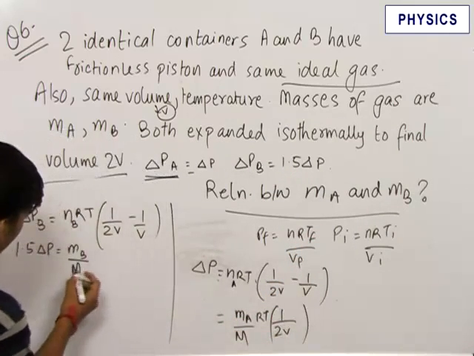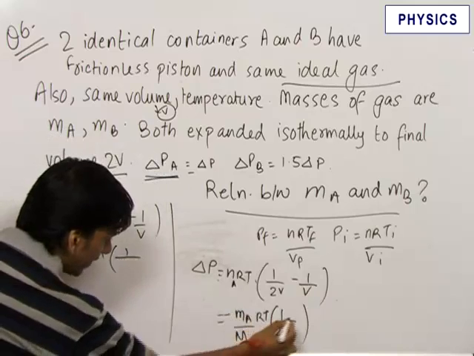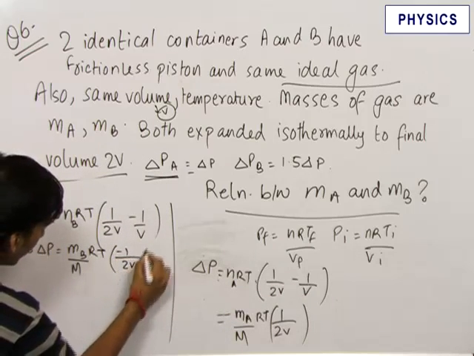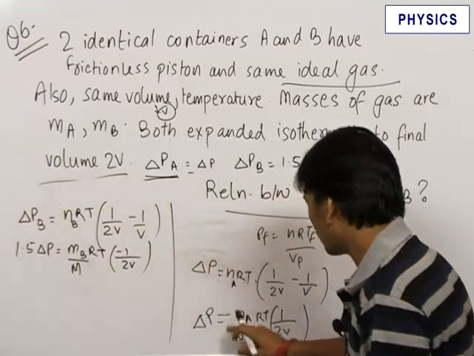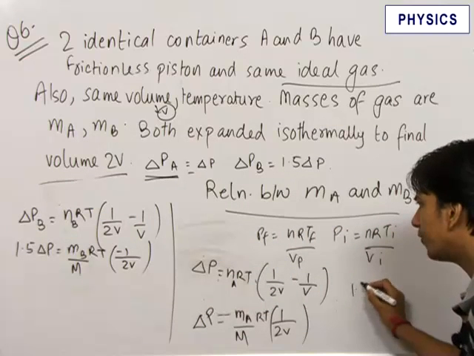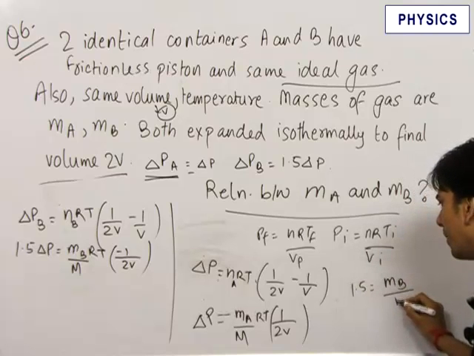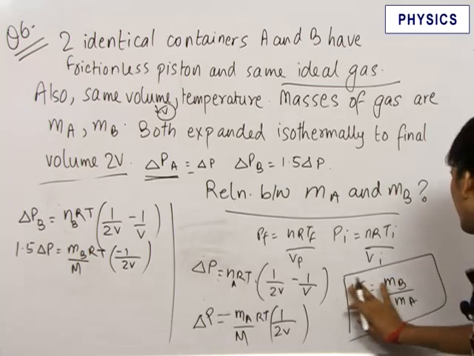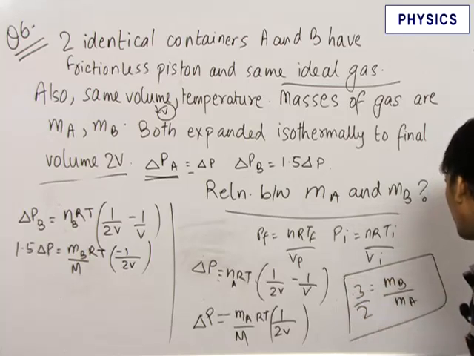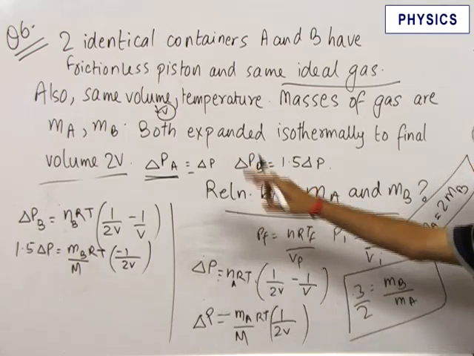So here we have Mb upon M into RT into 1 upon, there is a negative sign, into again minus 1 upon 2V. On dividing, this is delta P. On dividing these two we get 1.5 is equal to Mb upon Ma. Therefore we get the relation between Ma and Mb as 3/2. Therefore 3 Ma is equal to 2 times Mb. So this is the final relation that we get between the masses of the gases in the two containers.